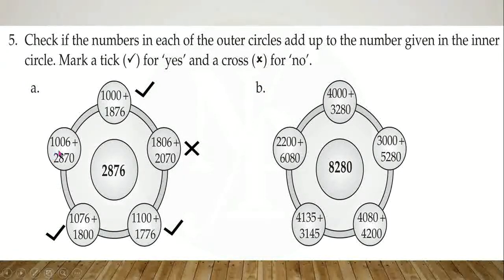Coming to the last circle here in first question A. So again, as I said in the second case here, if I add 1000 and 2000, you get 3000. So the number is not less than 3000 here. So the sum of these two numbers can never match with this. So I will put a cross mark here.